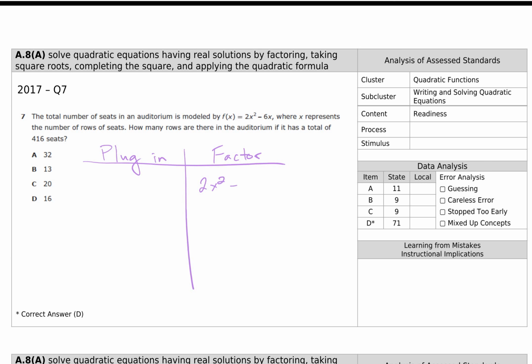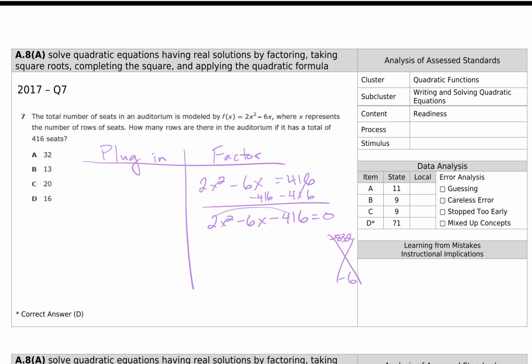2x squared minus 6x, and it's supposed to equal 416. In order to factor it, we would need it in standard form, so we get rid of this. Minus 416, minus 416. 2x squared minus 6x minus 416 is equal to 0. We would try and do the x factor, multiply the first term times the last term, and get 832. Put the c term at the bottom, that's negative 6.